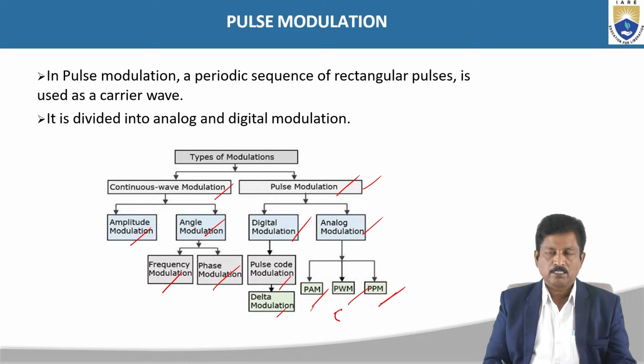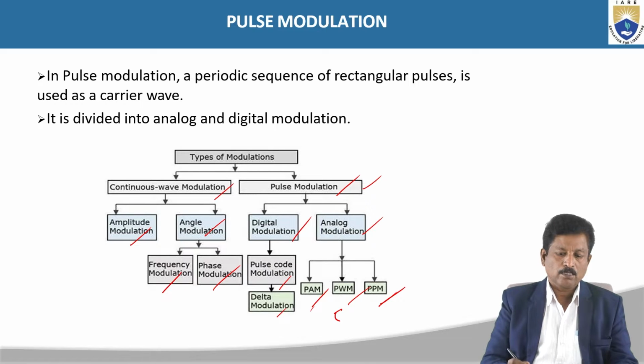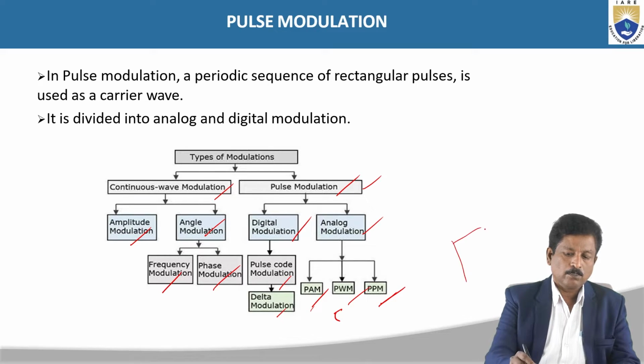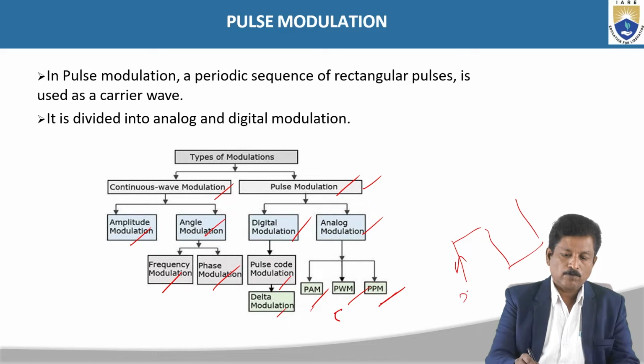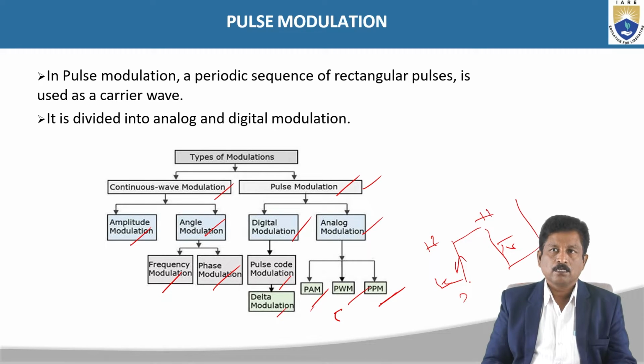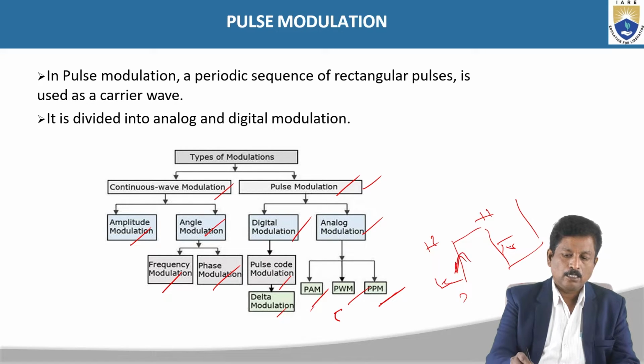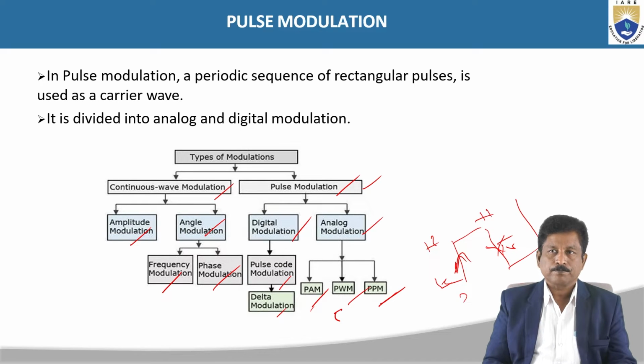Then pulse position modulation. Here we are going to take one rectangular pulse. This is known as the leading edge, which varies from 0 level to some high level. Going down from the high level to 0 is called the trailing edge. This is the trailing edge, and this is the leading edge, going down from the high value to the lower value.